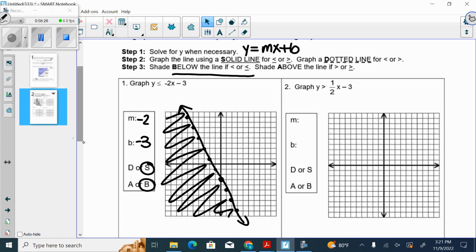Okay, let's do another one. On number 2, is this one already in the y equals mx plus b form? Yes, already got y by itself, so that's good. We don't have to do anything there. What number is my m? 1/2, good. And what number is my b? Very good. All right, so where does that mean we start at? Good. And that slope tells me I'm going to move where? Up 1 and over 2, good.